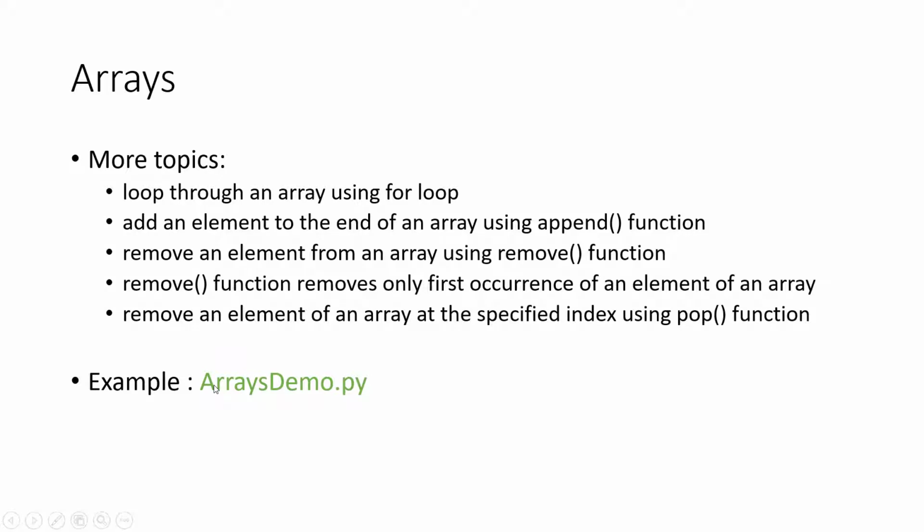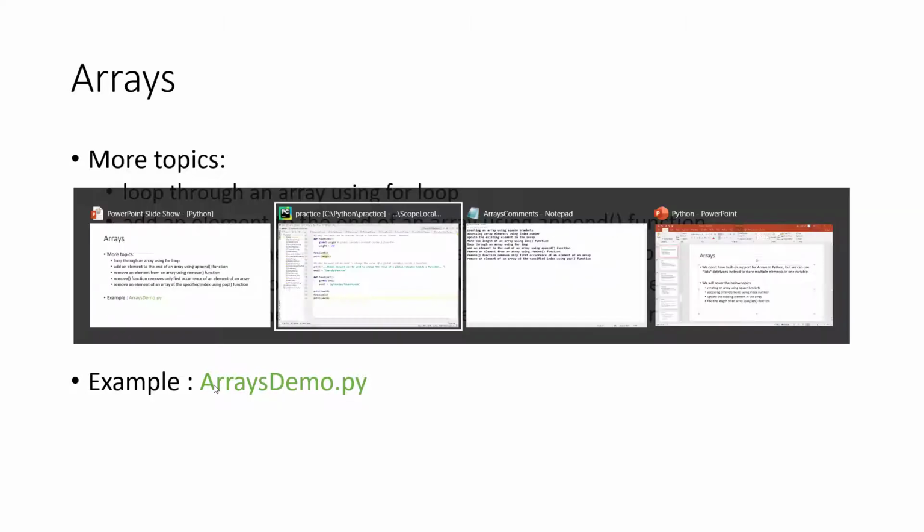and how to loop through an array using for loop, how to add an element to the end of an array using append function, how to remove an element from an array using remove function. And remove function removes only first occurrence of an element of an array, and remove an element of an array at the specified index using pop function. Now let's see the demo.